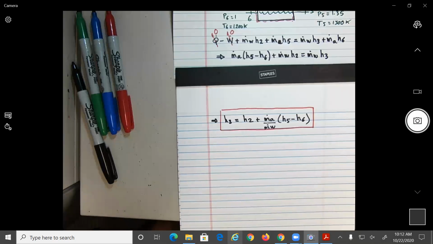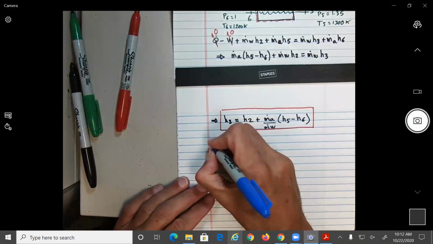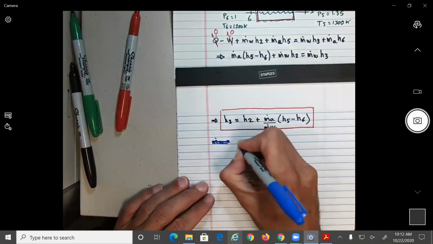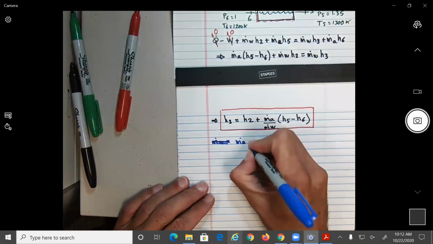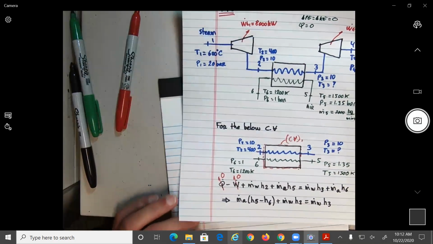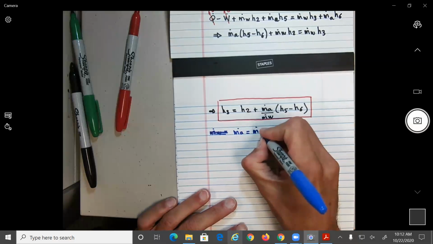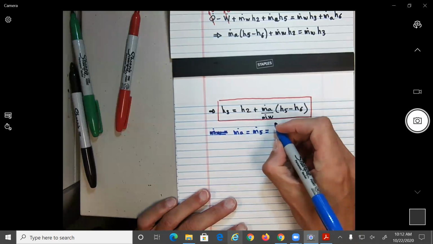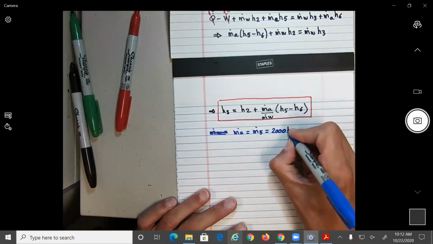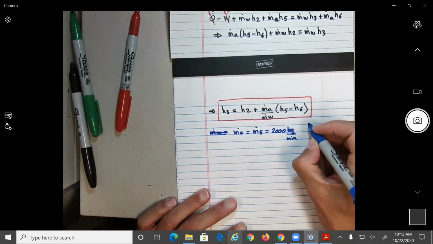Okay, so in this equation, what do we know? We know the mass flow of water, the mass flow of air will be equal to M dot 5, which is 2,000 kilograms per minute.